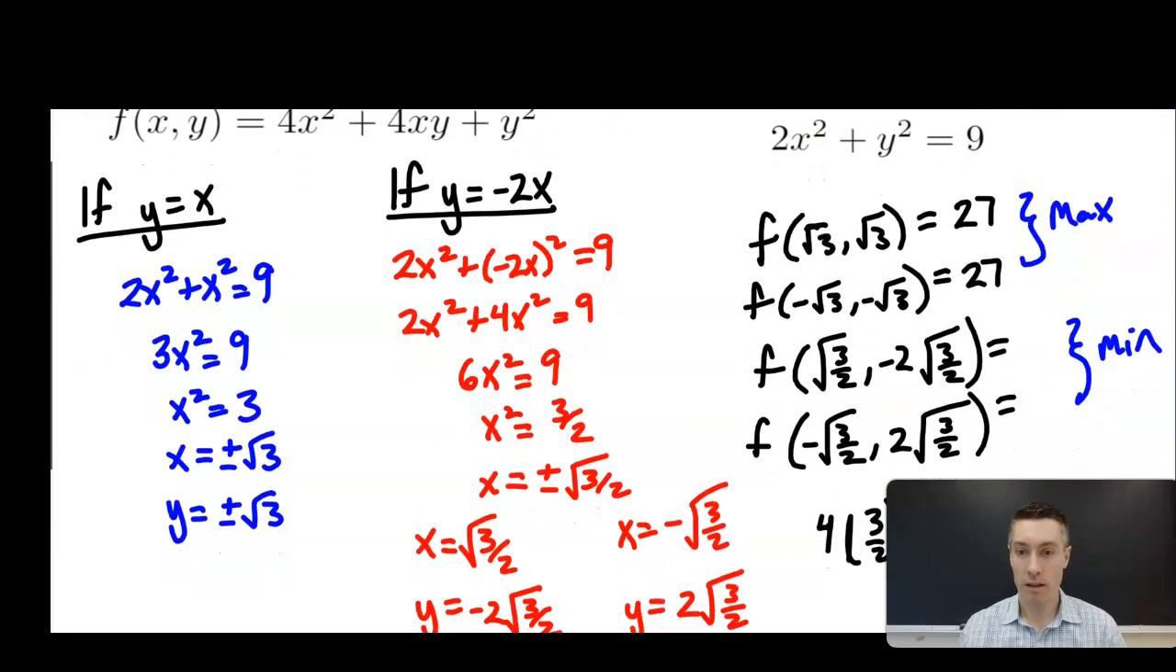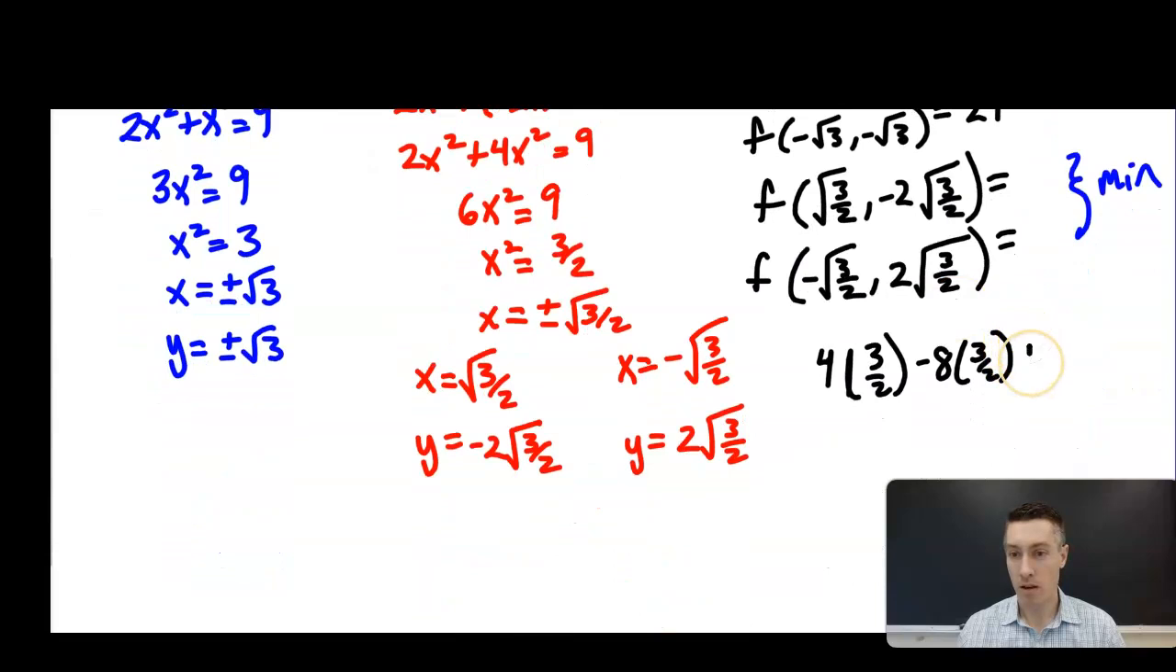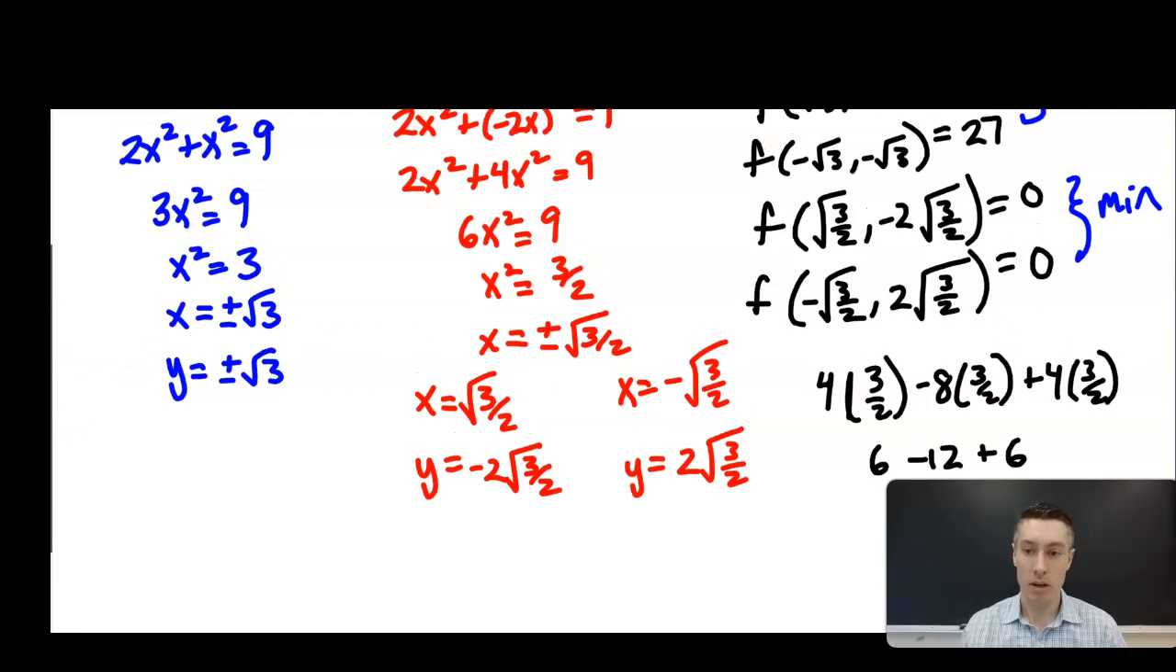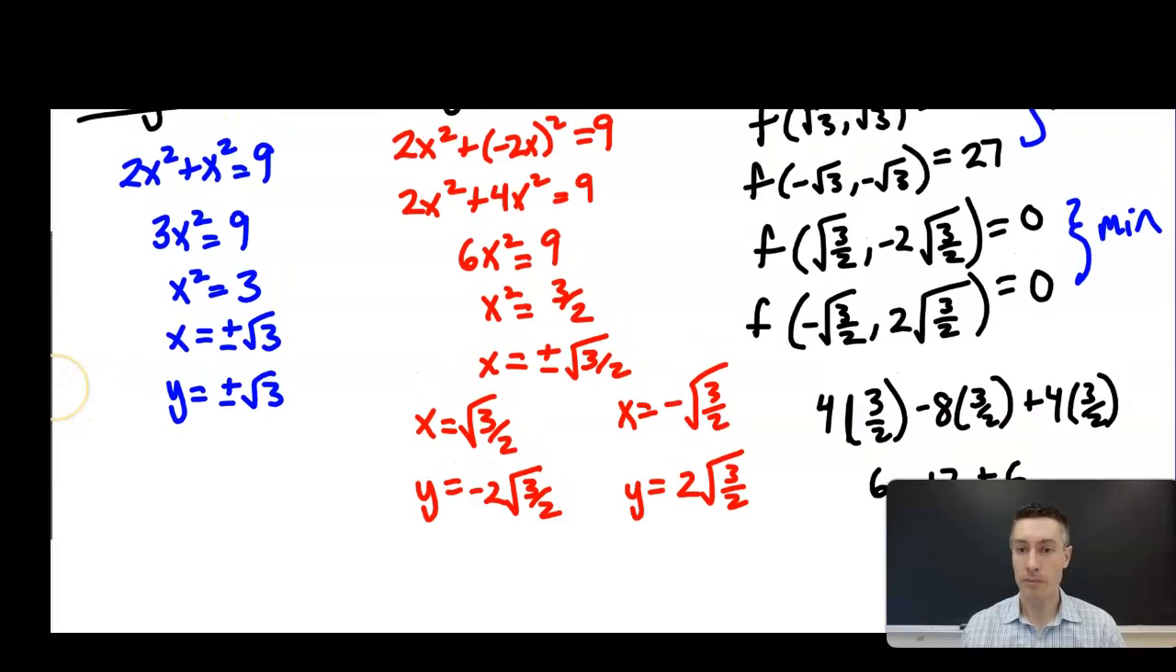And then y squared, so that's going to be plus 4 times 3 over 2. So 6 minus 12 plus 6. Yeah, knew it was off. That's 0. Okay, at least we caught that before we moved on.